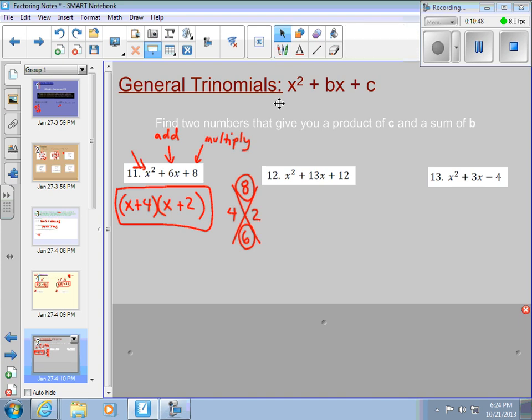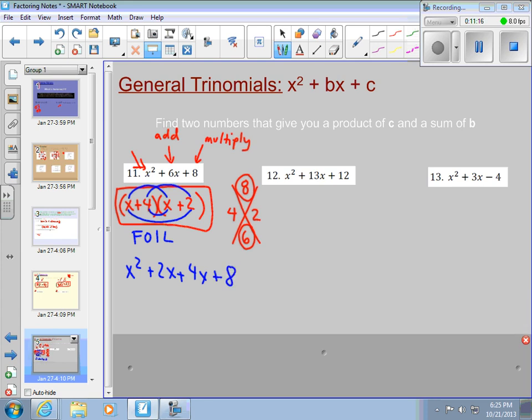Now, if you want to check to see if your answer is right, you could go back through and do FOIL on that and see if it works. Remember, FOIL stands for first, outside, inside, last. So if you multiply these back, x times x, the first terms, equals x squared. The outside terms, x times 2 is 2x. The inside terms are 4x. And the last terms, 2 times 4 is 8. If you combine those middle terms together, you get the same thing we started with as the original problem. So yes, our answer did check out.